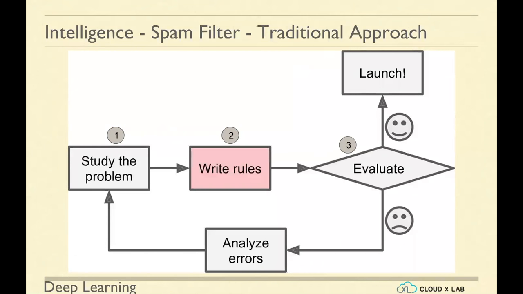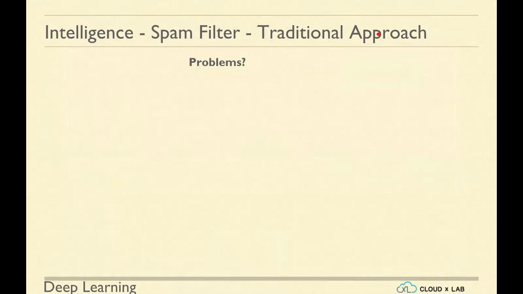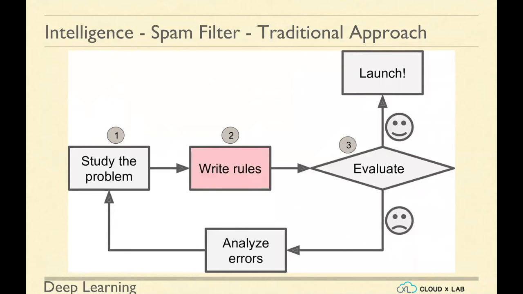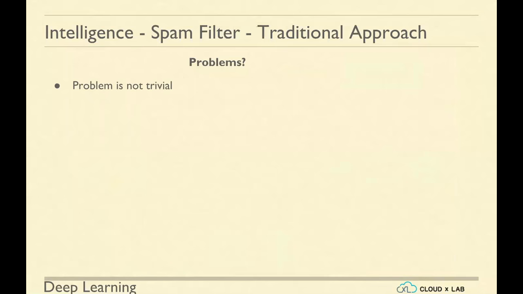Why? Because what if the spammers know about our rules? If spammers figure out that these are the keywords that are being banned, so let's not use the keywords, right? So the problem is not trivial. Yes, spammers can adapt.